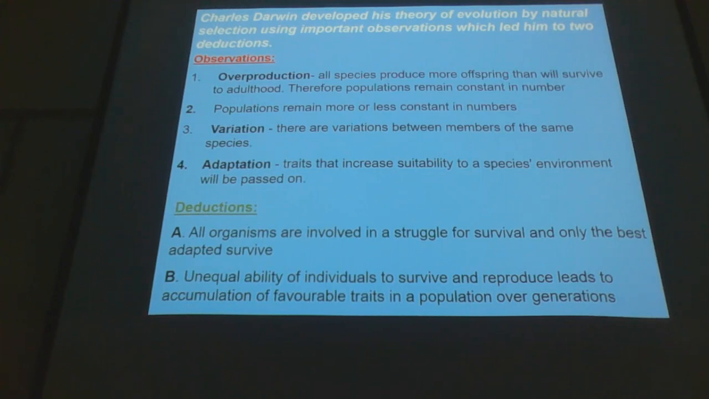So the principle here is that you overproduce because not all survive, for many reasons. They're not all competitive, let's say. And this also implies that populations remain more or less constant in numbers, because if there was an overproduction and all the offspring always survived, then the number would increase, okay?